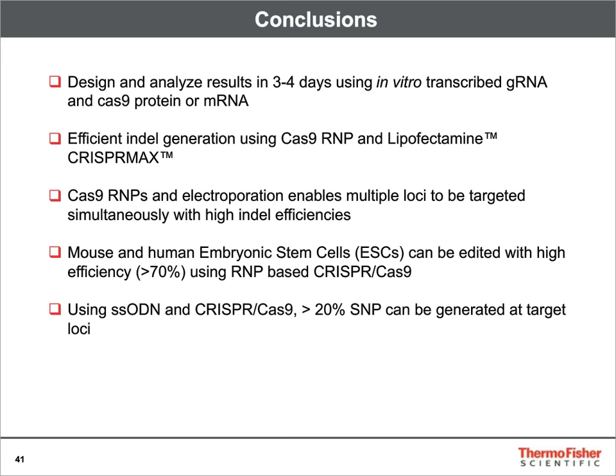In summary, we have shown that guide RNA design to analysis of indel efficiency can be done in 3 to 4 days. Newly developed transfection reagent is highly efficient in delivering RNP complex to various cell types. Cas9 RNPs and electroporation enable multiple loci to be targeted simultaneously with high indel efficiency. Mouse and human embryonic stem cells can be edited with high efficiency using RNP-based CRISPR-Cas9 system. Using single-stranded oligos and CRISPR-Cas9, we can generate more than 20% SNP in targeted loci.